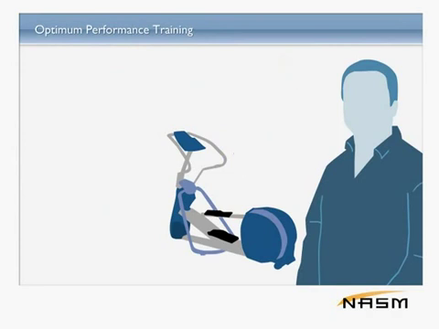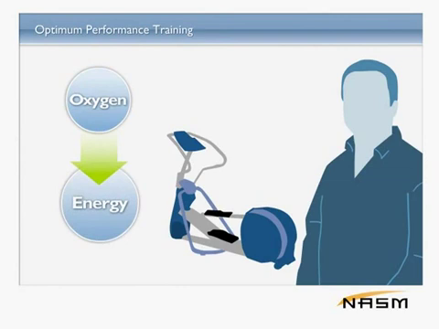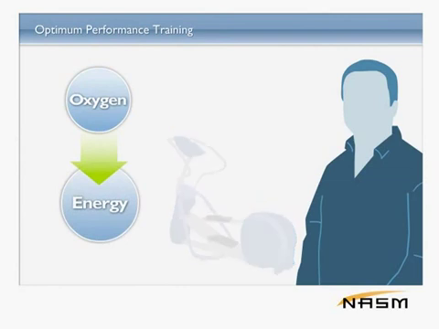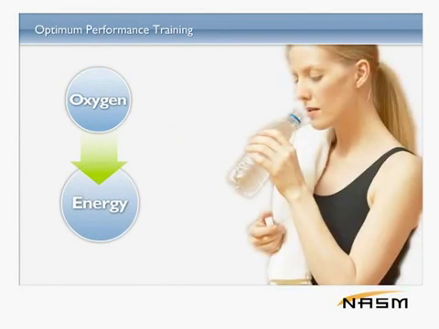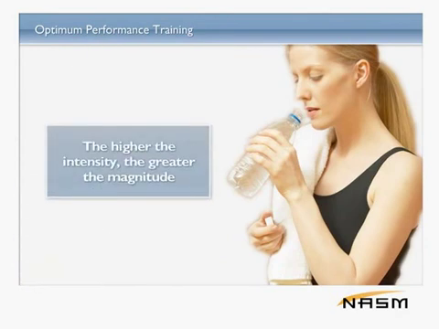Following exercise, the body must utilize increased amounts of oxygen to replenish energy supplies, lower tissue temperature, and return the body to a resting state. Research has indicated that the higher the intensity of the training session, the greater the magnitude of this afterburn effect.